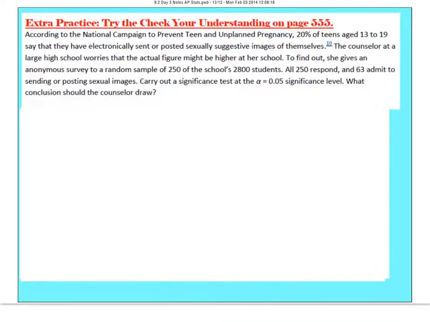If you would like to see another one, I'm just going to walk through this one very quickly. So feel free to jot it down if you'd like. The scenario is this. According to the National Campaign to Prevent Teen and Unplanned Pregnancy, 20% of teens ages 13 to 19 say they have electronically sent or posted sexually suggestive images of themselves. The counselor at a large high school worries that the actual figure might be higher than that. It's helping us with the hypothesis.